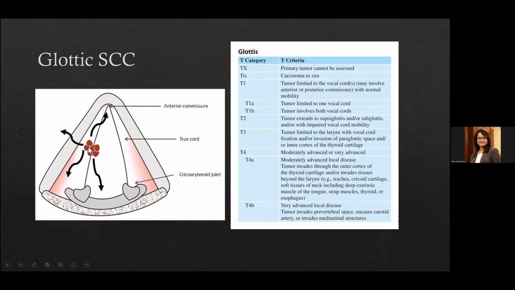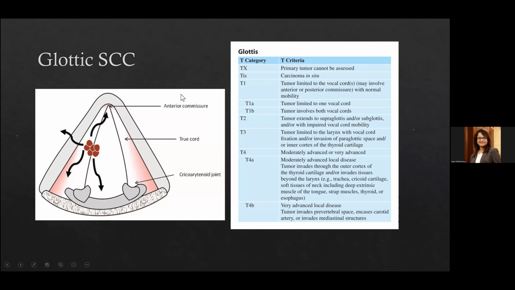If a glottic SCC arises, it can go anteriorly to involve the anterior commissure, posteriorly to involve the posterior commissure along the paraglottic fat, and it can go along the thyroarytenoid gap and more posteriorly, and it can wrap around this cartilage, or it can directly go through and through the cartilage. In this case also, we have to remember that a T3 disease means there is fixation of the vocal cord, or there is involvement of the paraglottic fat or inner border of the thyroid cartilage, and the same as T4.